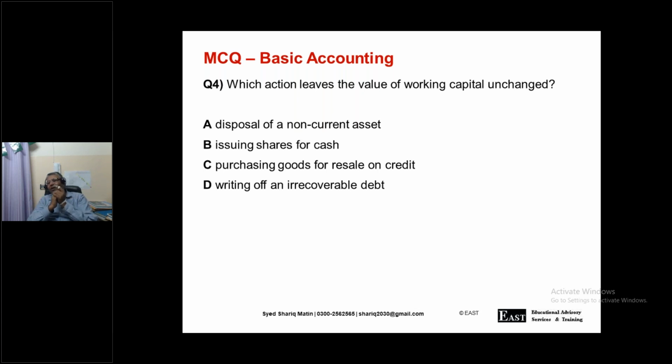Now look at these and find out in which case there is no change in current assets or current liabilities, or perhaps current assets and current liabilities are changing with the same amount. If there's only a change in current asset, working capital will change. If there's only a change in current liability, working capital will change. Working capital will not change if there is no change in current assets and current liabilities, or if both are increasing with the same amount. I'm looking for the answer now.